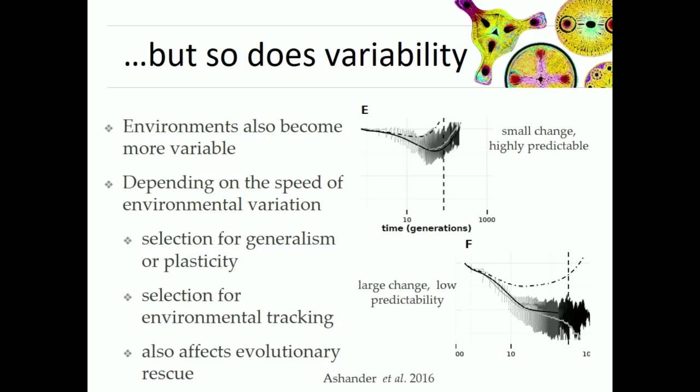So for example here, we have a small change in the environment and it's highly predictable. And we see that evolutionary rescue goes its normal path, right? The organisms struggle, but eventually they get better. However, if the change is large, but the fluctuation is also large, so low predictability, the population just plummets and there is no rescue to be had there.